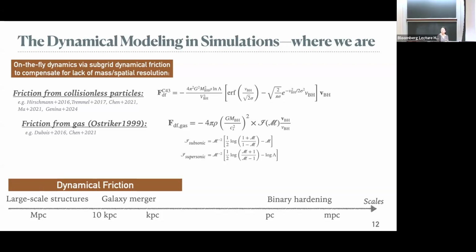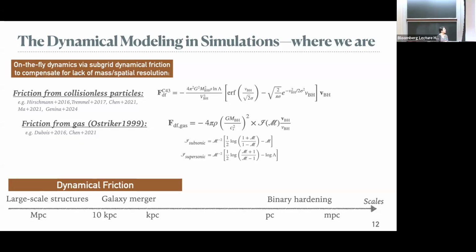So, it is assumed that the distribution function is Maxwellian, even for collisionless particles, which is not always a good assumption, especially in the centers of cusps, where the distribution function can be significantly non-Maxwellian.